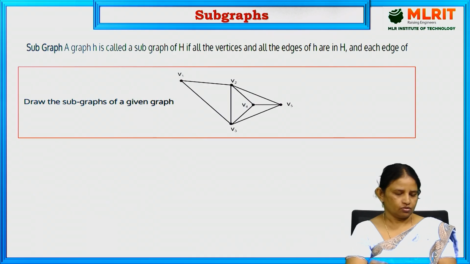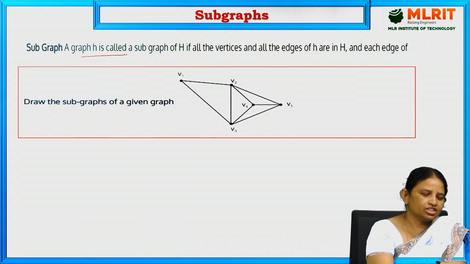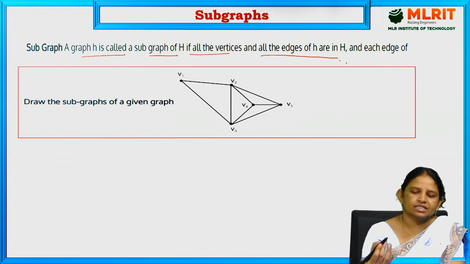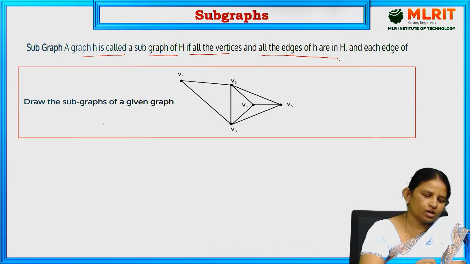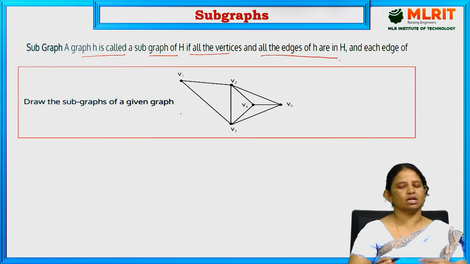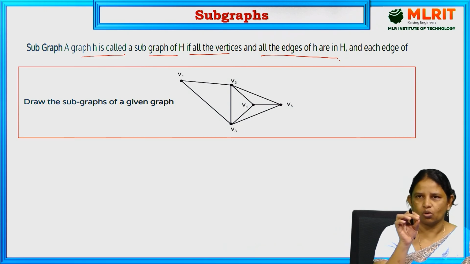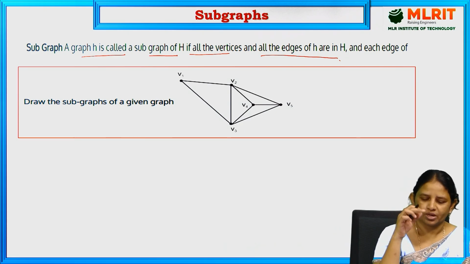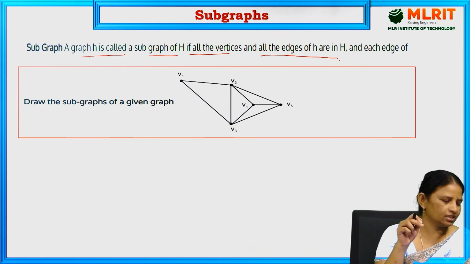Next, the next topic is subgraph. What is a subgraph? A graph H is called a subgraph of G if all the vertices and all the edges of H are in G. For example, consider this graph. We need to draw the subgraph. The subgraph is a part of the graph which contains vertices which are present in the main graph, but not all the edges which are present in the main graph.